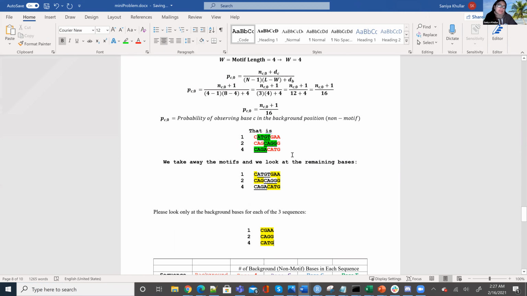And again, there can be more. Just for this example, there's 8, so it's like 4 and 4. In a way, this is like CGAA. I just smushed together everything that is a background. This is CAGG in the second one, and then this is CATG.